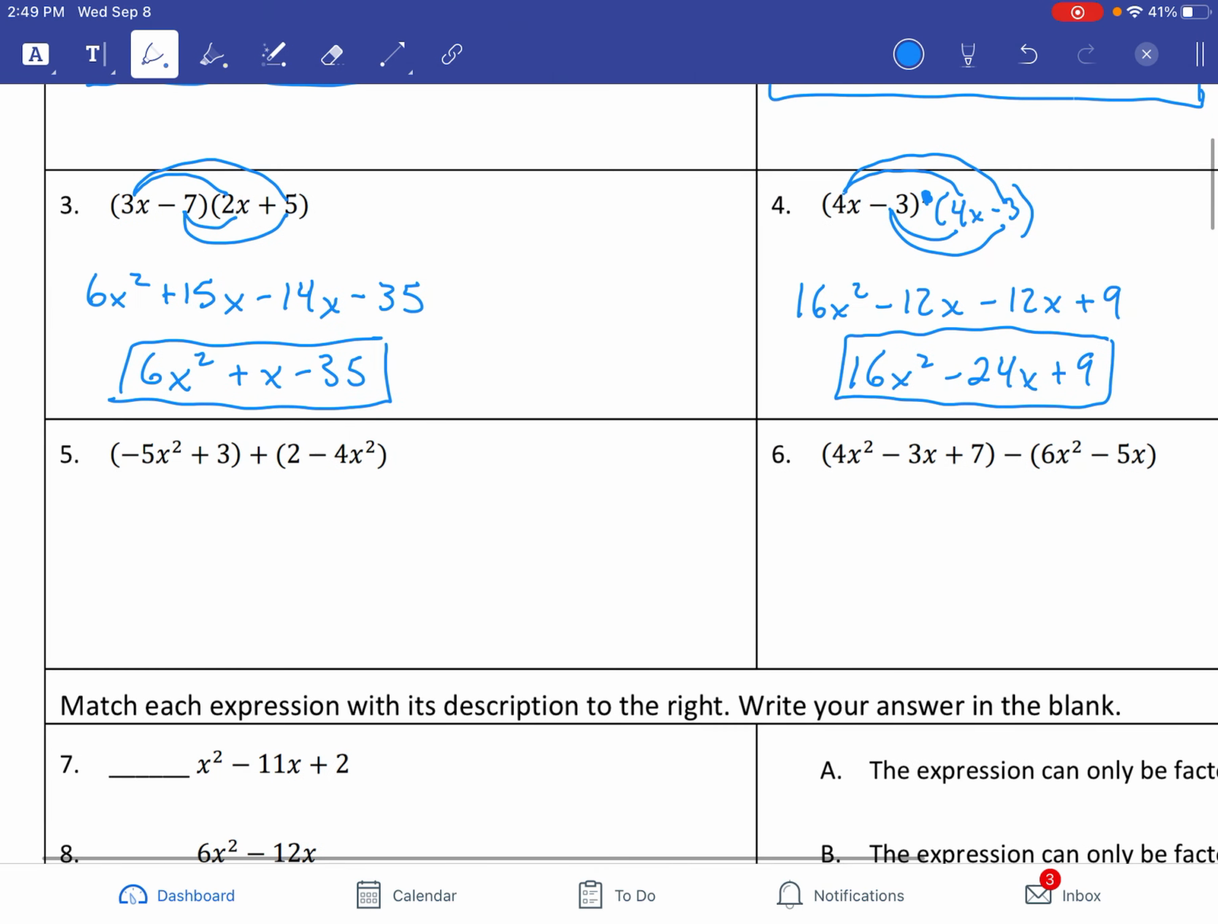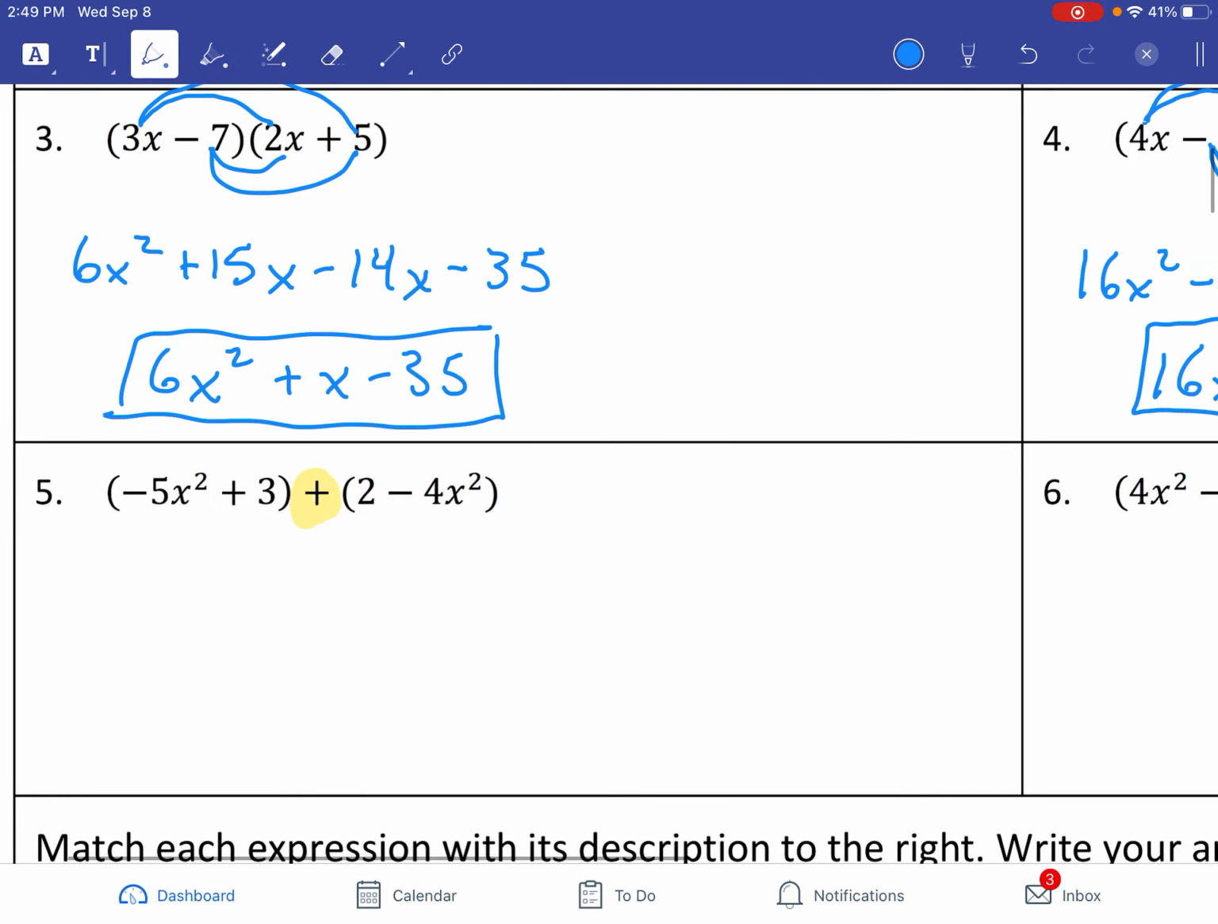And number 5, again, we are adding. We are not multiplying here. There is a sign between the two sets of parentheses. So we have negative 5x squared plus negative 4x squared gives you a grand total of negative 9x squared. And then we have positive 3 plus 2 is 5. Now that's all you do. That's the only thing you can do.